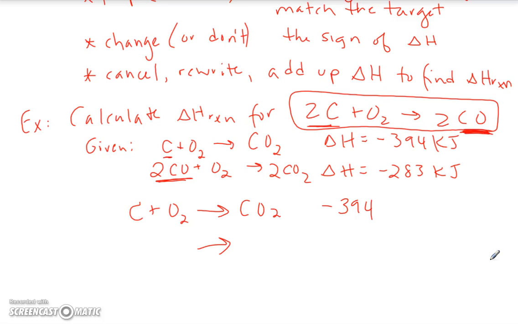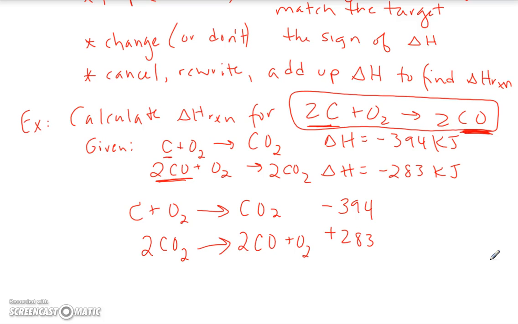So I need to flip that equation so it reads 2CO2 on the left side and 2CO plus O2 on the right side. Now, since I flipped that equation, I have to change the negative 283 to a positive 283. All right, now we need to start canceling things, but it looks like we will need to double the first equation.